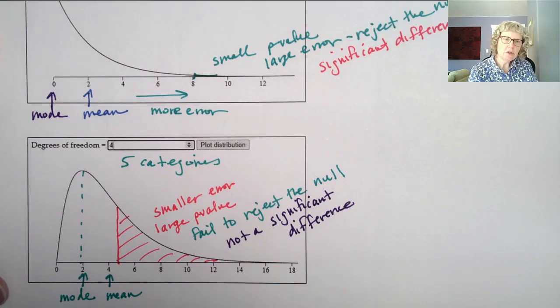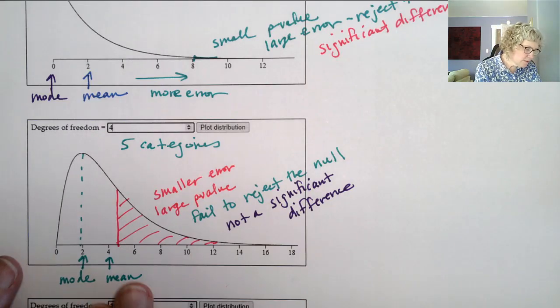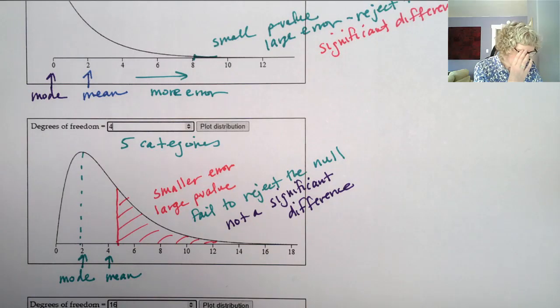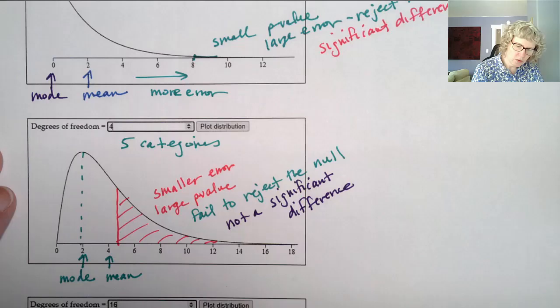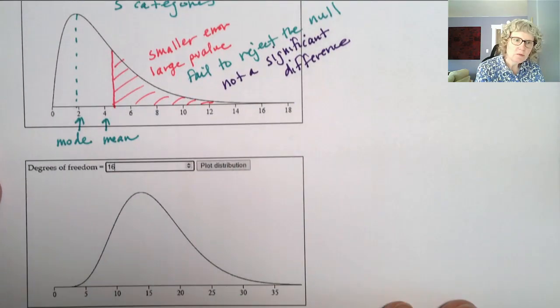Right? So how much error is too much? That's going to depend on our significance level, right? How small of a p-value is small enough to reject the null. Okay, so this is checking out with the way our hypotheses are set up and the chi-square distribution and this concept of the error getting larger to the right. Okay. Let's look at one more graph.